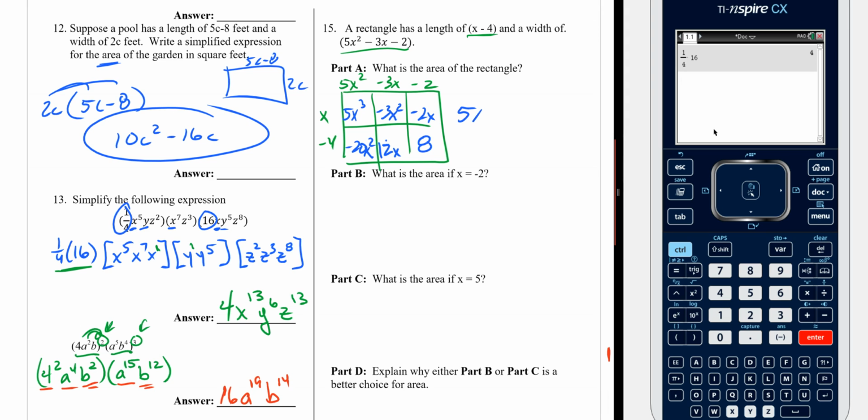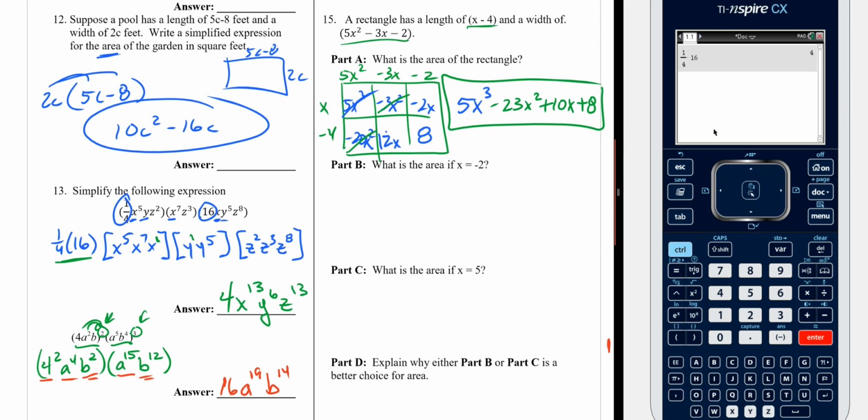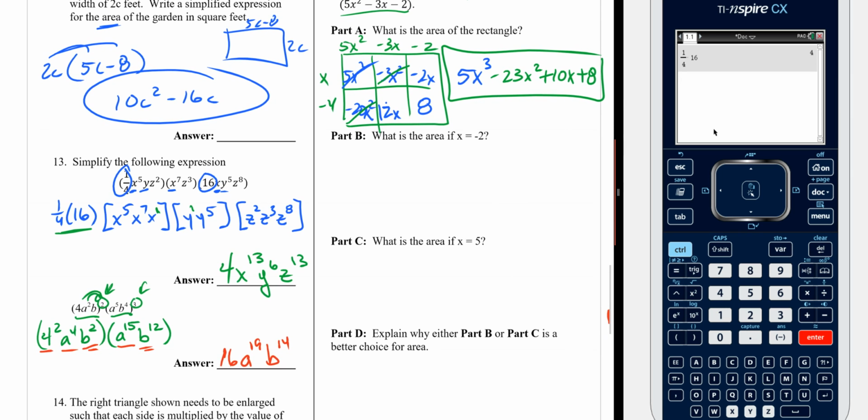Leaves me with 5x cubed, negative 3x squared, negative 20x squared is negative 23x squared. 12x and negative 2x is 10x, and then positive 8. So that is my area, an expression for the area. Part B says, what is the area if x equals negative 2?